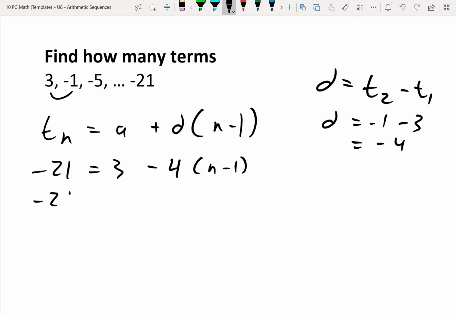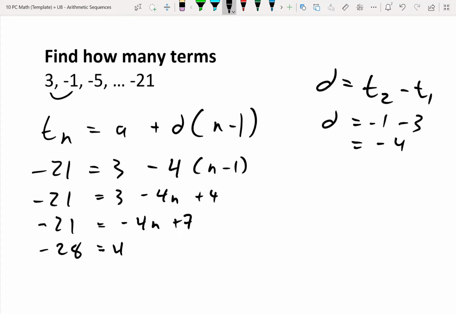Now I can simplify a little bit. This is going to be negative 4n, and this is going to be plus 4. This is going to be negative 21 equals negative 4n plus 7. Move 7 to the other side, so negative 28 equals negative 4n. So it's going to give me n is equal to 7. That means this is the 7th term, so there are 3 more terms shoved in that spot.